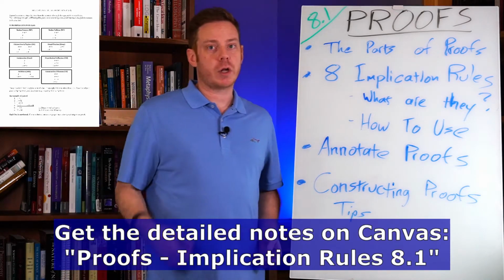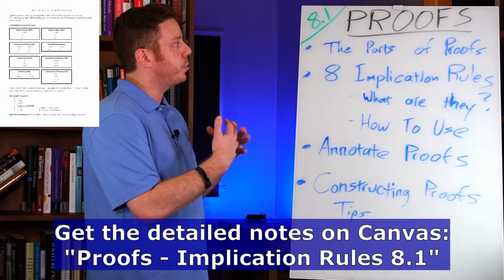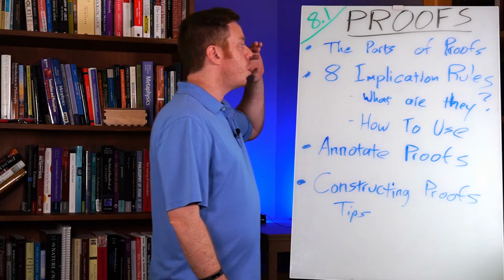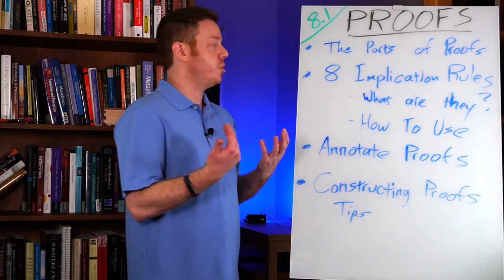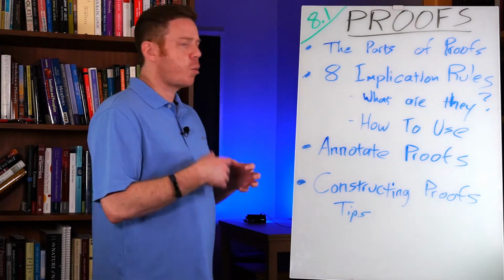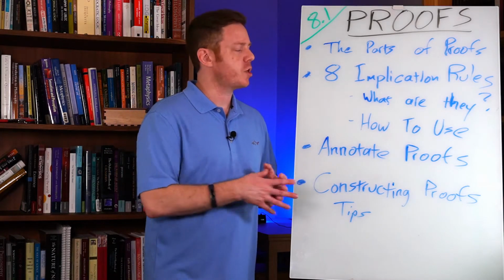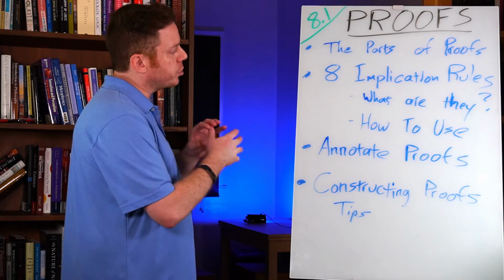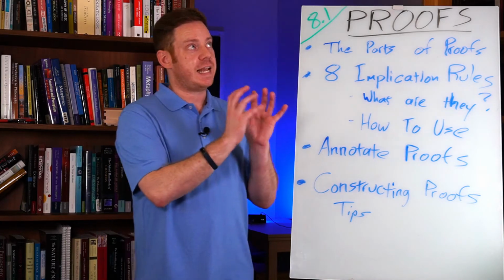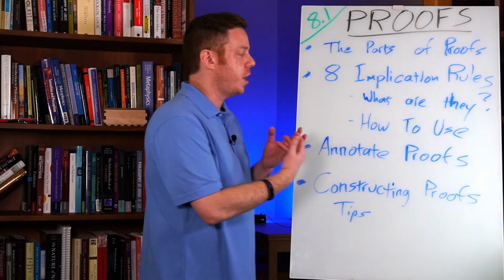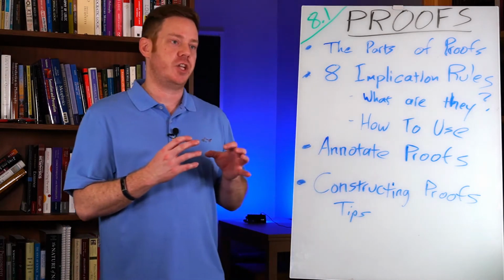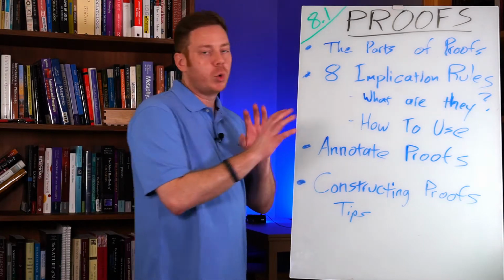So in this video, we're going to be starting proofs. We're going to be looking at implication rules. First, we'll look at the parts of proofs. We'll then look at our 8 implication rules. We'll talk about what they are, how to use them, and we'll practice recognizing correct and incorrect use of those rules. Then we'll look at proofs that are already constructed for us, except the details, the annotations, are left off.